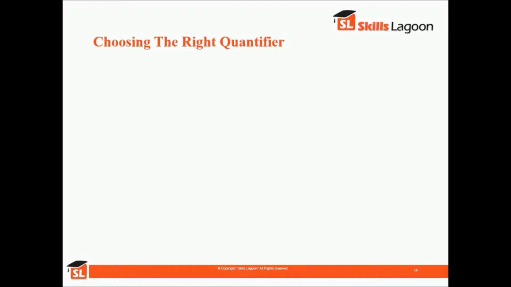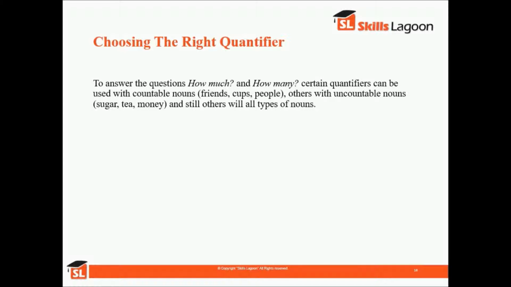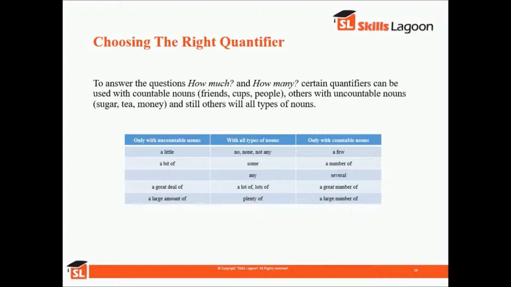Next is how to choose the right quantifier, to answer the questions how much and how many. Certain quantifiers can be used with countable nouns like friends, cups, people, others with uncountable nouns like sugar, tea, money, and still others with all types of nouns. This is a table which will show you which quantifiers can be used with uncountable nouns, with all types of nouns, and only with countable nouns.